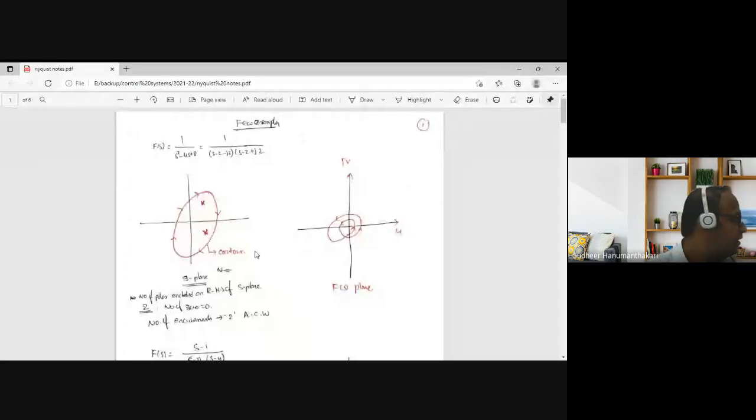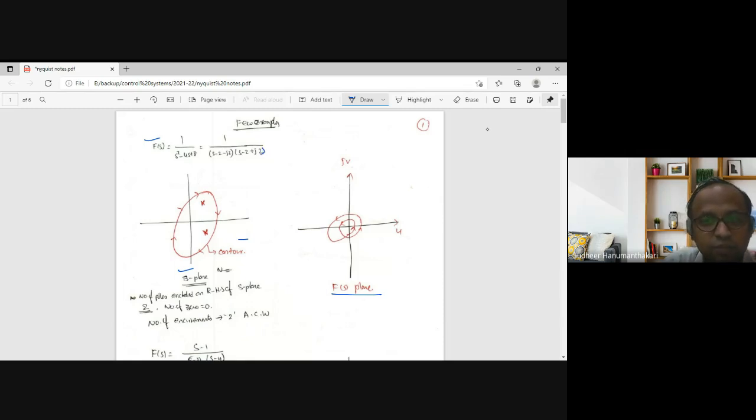Rather than explaining only the theory, I have drawn a few examples of Nyquist plots so that you will get a better idea. The first Nyquist plot which I have drawn is, see, this is the s plane. This is the f of s plane. The function f of s is 1 by s squared minus 4s plus 8.